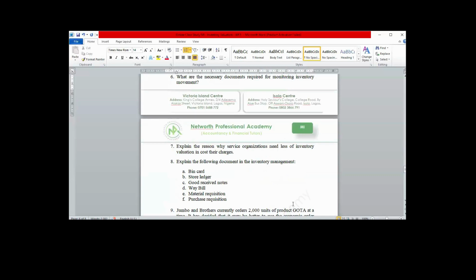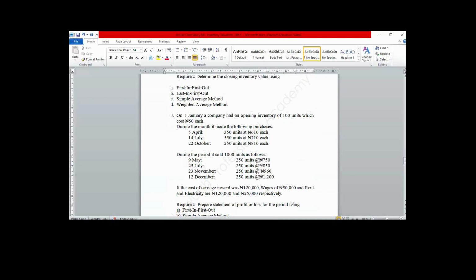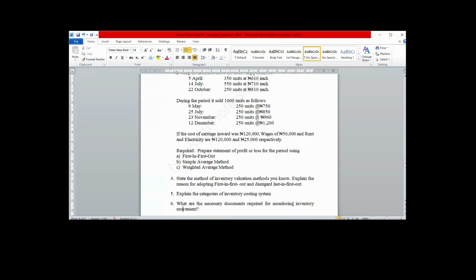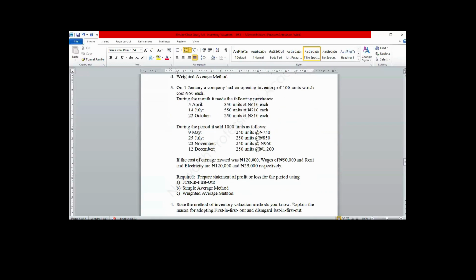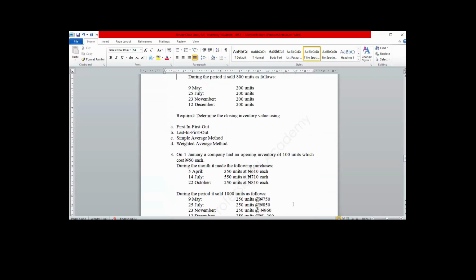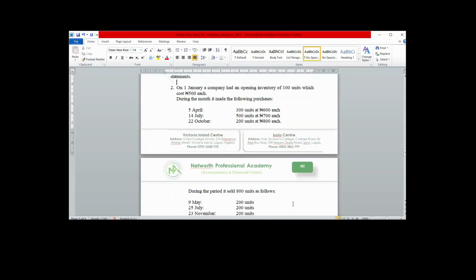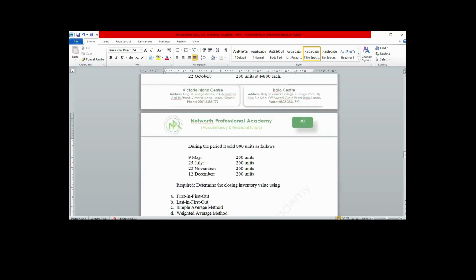Now let's look at question number 2, which has to do with FIFO, LIFO, weighted average, and simple average. I will treat all this night. I cannot give you assignment on the remaining part that you can go and work on on your own. Do you get it? Look at question number 2. And look at question number 3.